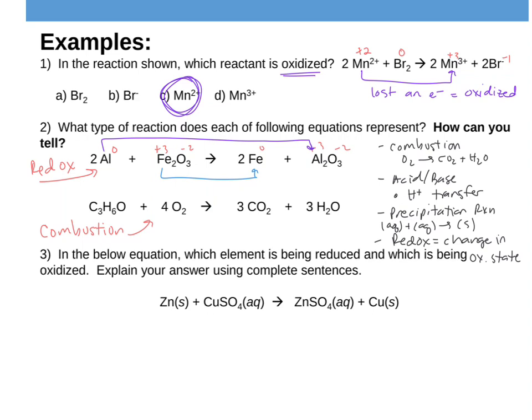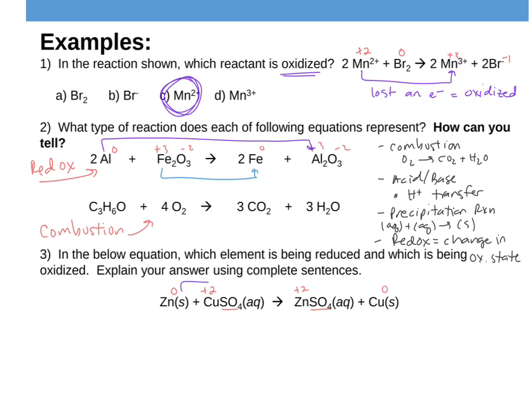Now for the third question, in the below equation, which element is being reduced, which is being oxidized? Explain your answer. So again, if I want to know what's oxidized and reduced, I got to put in these numbers. So I got a 0. I see here that there's sulfate and sulfate, so I'm going to ignore that because the sulfates are the same, or in other words, nothing changed. So I'm going to ignore the sulfate. But I do know that overall the sulfate's a -2, so this copper must be +2. That makes this zinc a +2, and that makes this copper 0.